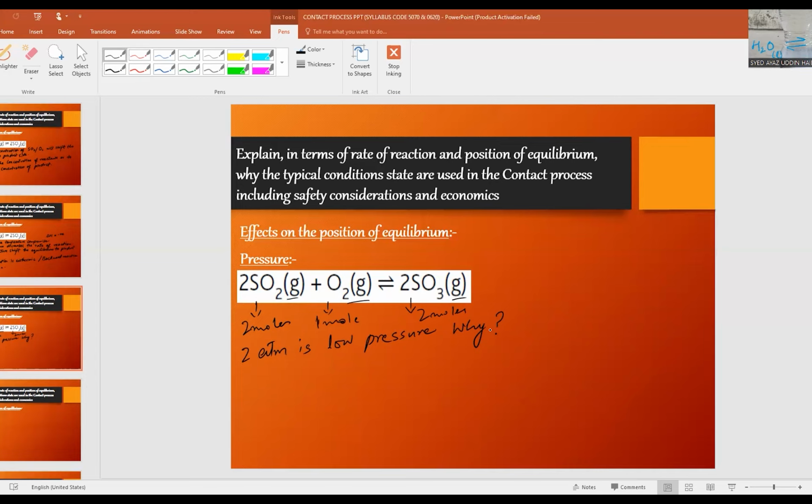High pressure means a higher number of moles of corrosive gases on both sides of the equation.